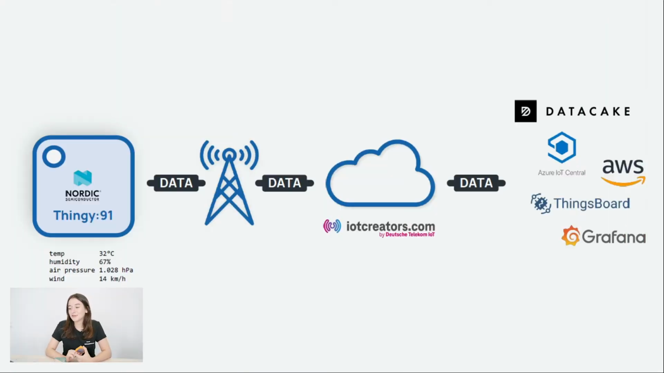So let's go over the block diagram of today. We have the Thingy91 device on our hand, and we will connect to the cellular network by using the IoTCreators SIM card. And we will send our first message to the IoTCreators cloud using AT commands. And at the end, we will forward our data to our endpoint. Here you can see some examples of different endpoints, but as I mentioned earlier, you can pick any endpoint that you like, and you can just forward your data there.